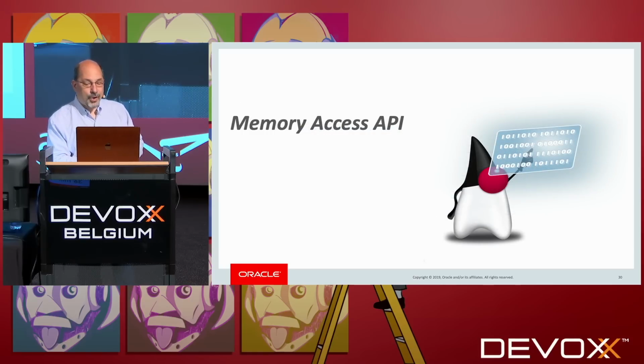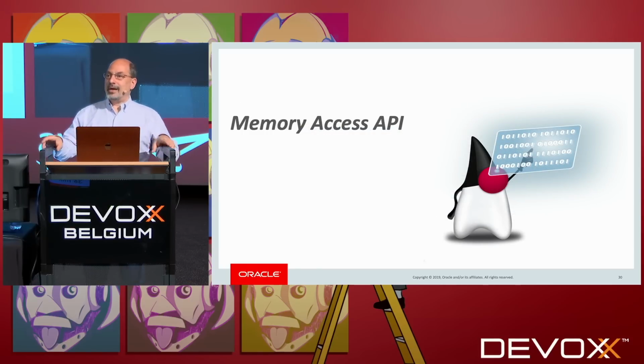Okay, so I'm going to talk about the memory access API. This is something that we are proposing will go in as an incubating module, maybe 14, maybe 15. We're not quite sure yet, but it's approached the point where it's in pretty good shape. It's been used to port several significant projects. So there's real work behind this. This is not just all theoretical hand-waving and such.